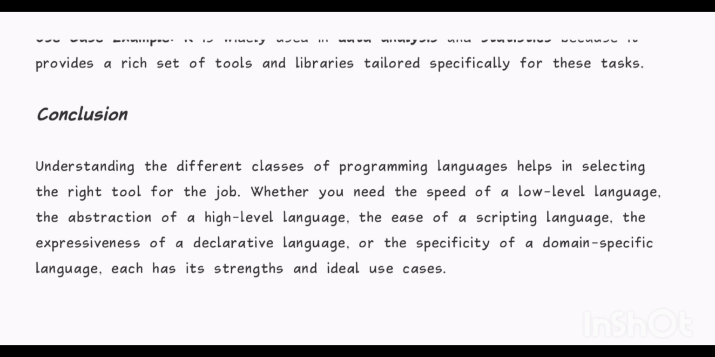Conclusion. Understanding the different classes of programming languages helps in selecting the right tool for the job. Whether you need the speed of a low-level language, the abstraction of a high-level language, the ease of a scripting language, the expressiveness of a declarative language, or the specificity of a domain-specific language, each has its strengths and ideal use cases.